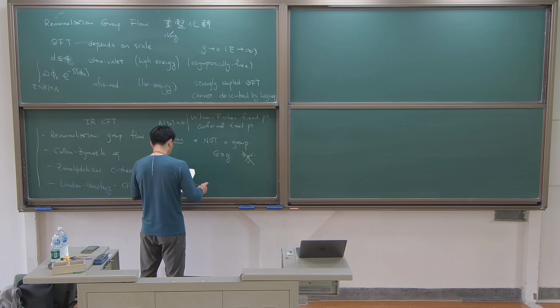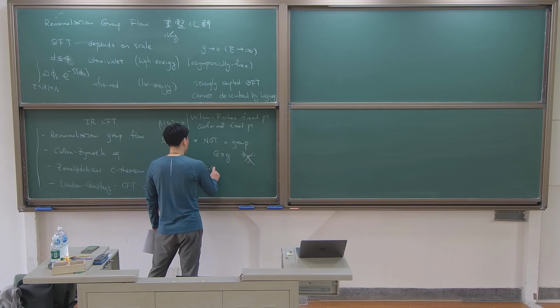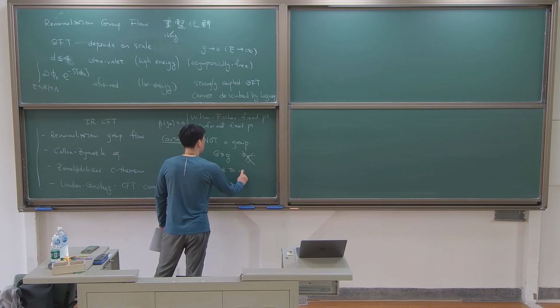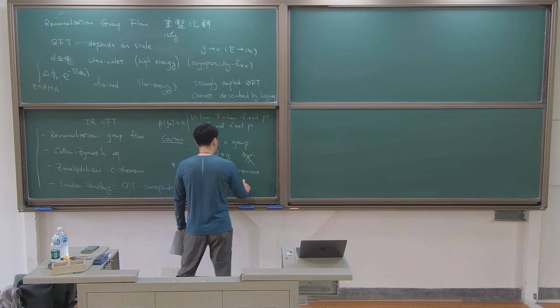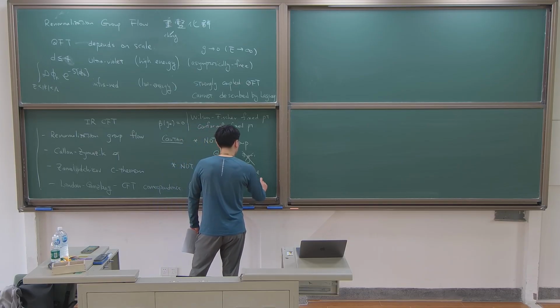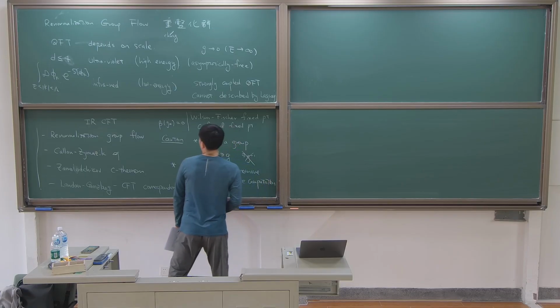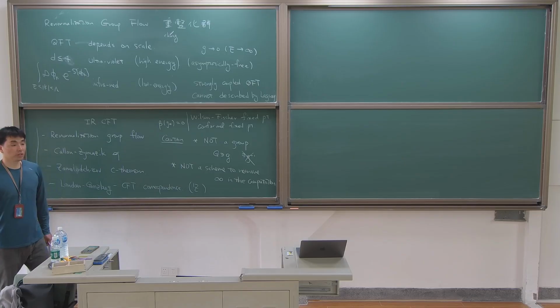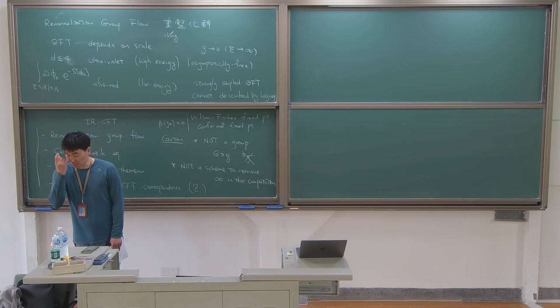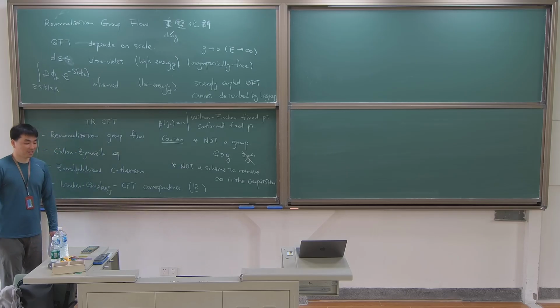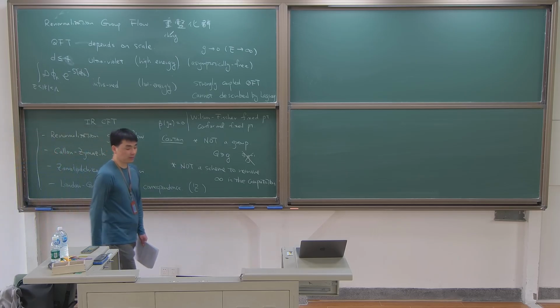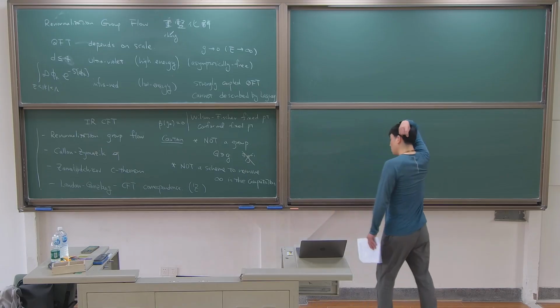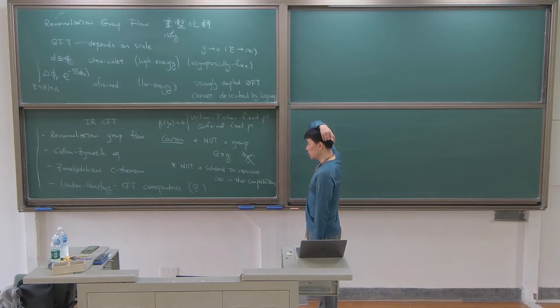It's not a scheme to remove infinity in the computation. So those two cautions you need to keep in mind. Often there is a misunderstanding that the renormalization group is just a technique to remove infinity. That's not true. So keep these two cautions in mind, and I will explain why this is the case.